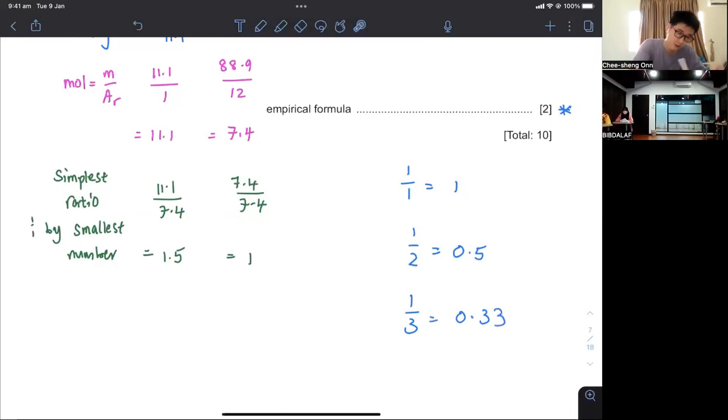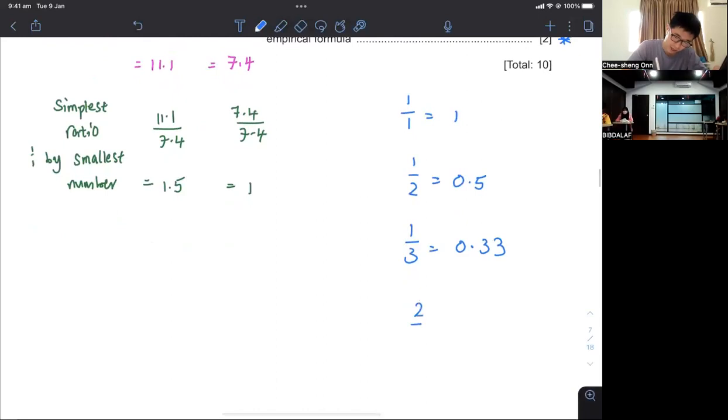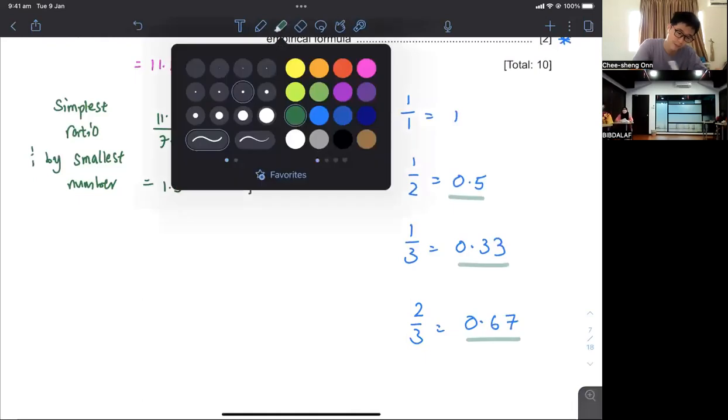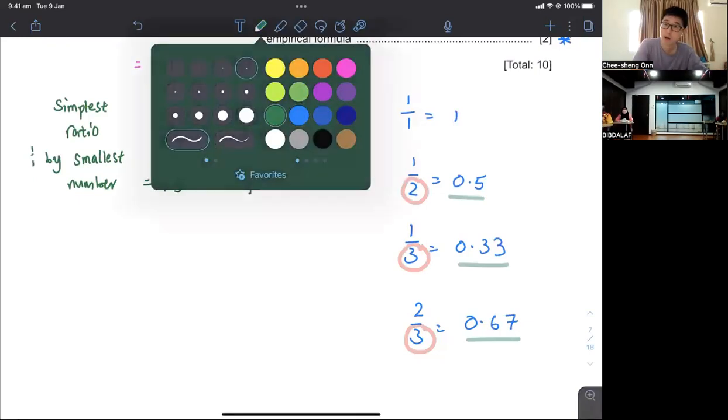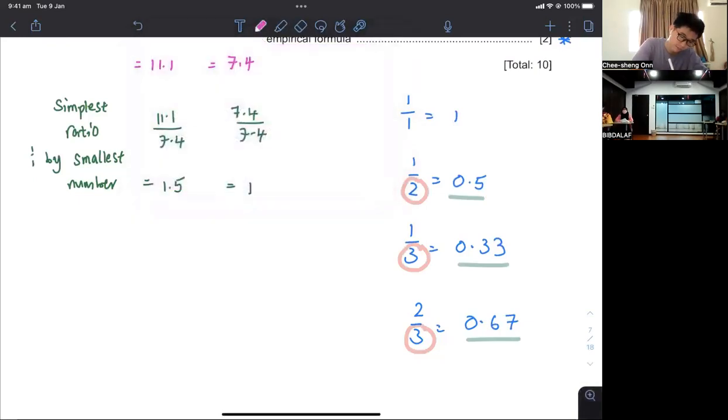So, and then 2 over 3 equals 0.67. When you see these kinds of numbers, 0.5 or 0.51, 0.34, 0.32, 0.3, 0.66, 0.68, 0.67, you must think about the number at the bottom. You have to multiply by these numbers in order to get to the simplest whole number ratio. So what I'm going to do is multiply by 2 on both sides.